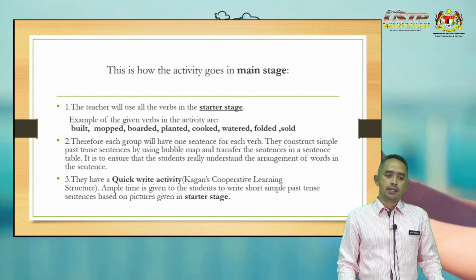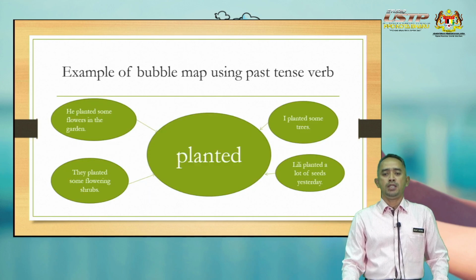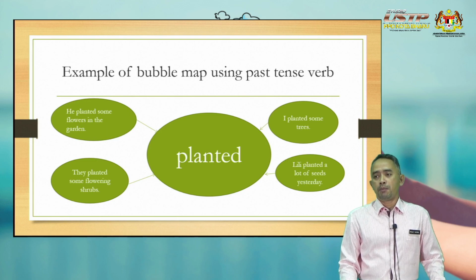Okay. For number 3, they have a quick write activity. Okay. Kagan's cooperative learning structure. Ample time is given to the student to write short, simple sentences based on the pictures given in starter stage. Okay, that's what we see just now in starter stage. Okay, this is the example of the bubble map using past tense verb. Okay, look at the words in the middle, planted.